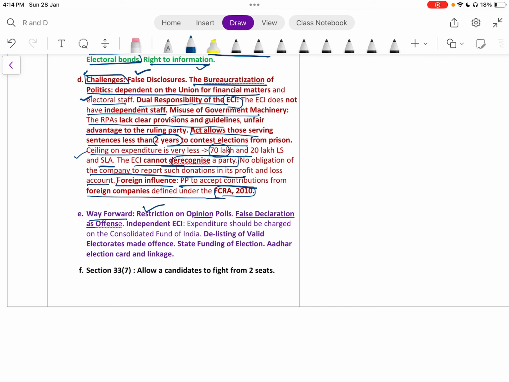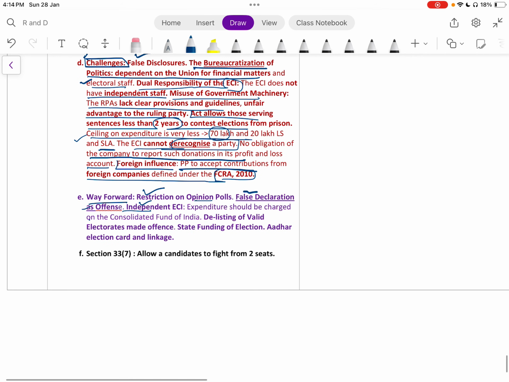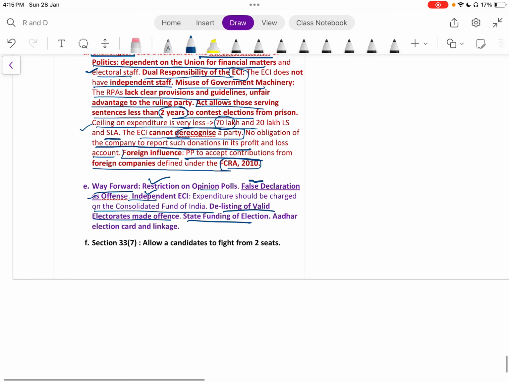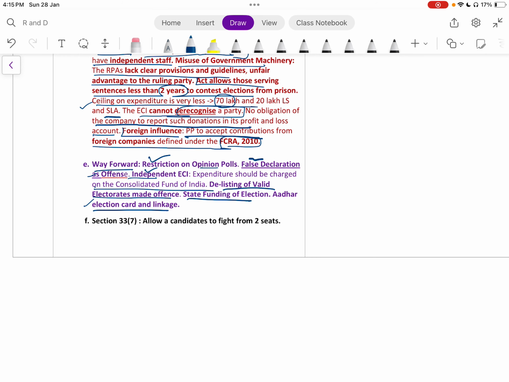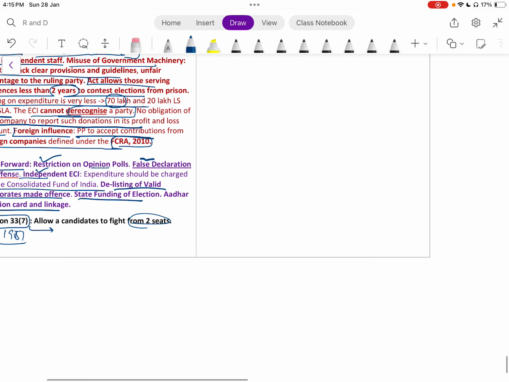Restriction on opinion poll. False declaration as an offence. Independent Election Commission of India, expenditure should be charged on the consolidated fund of India. Delisting of valid electorate made offence. State funding of election. Aadhaar card, election card linkage. Okay. Again, section 33 clause 7 of the RPA Act, I think 1951, allows for the candidate to fight from two seats.